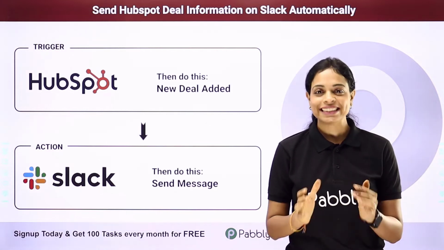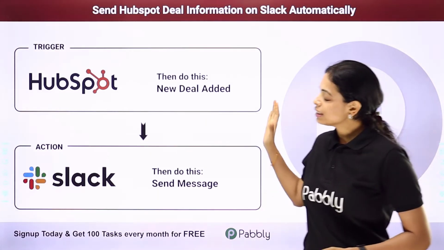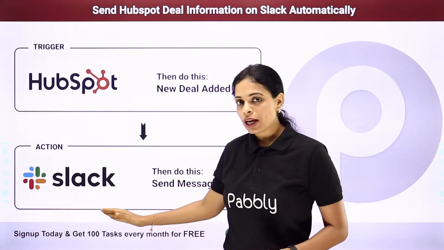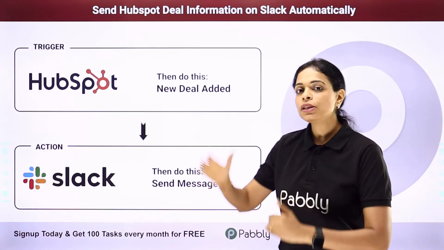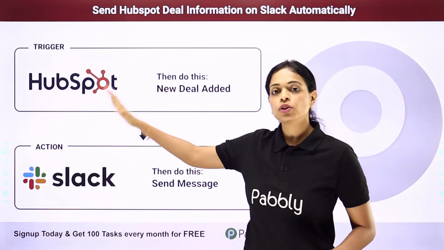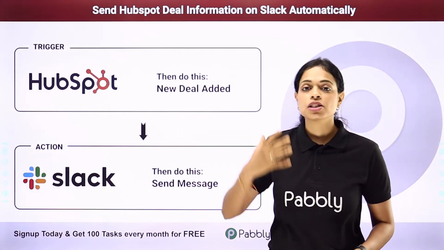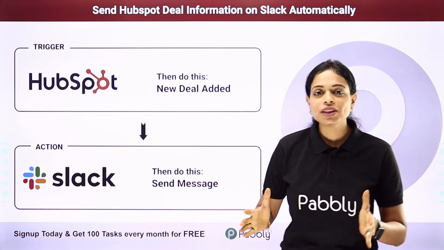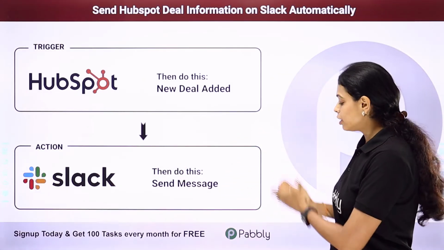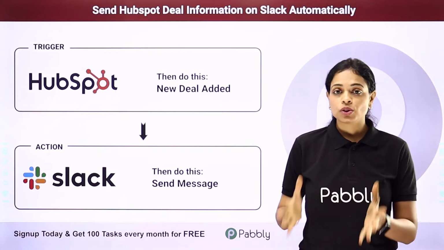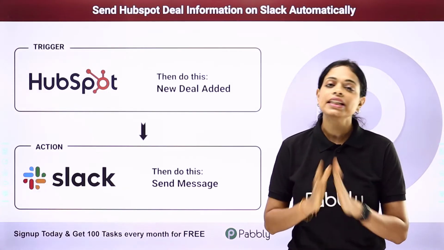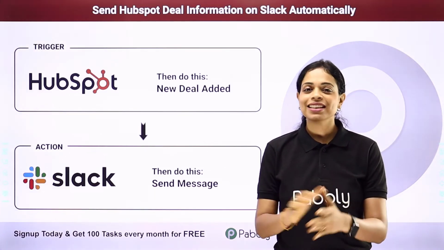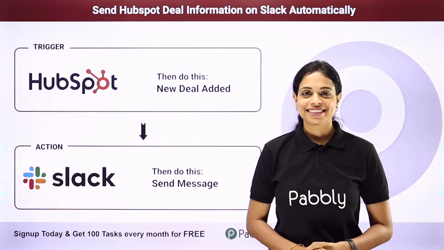Sounds interesting? Yes. So I'm saying that this entire process can get automated by integrating these two applications in such a way that every time a new deal is added on HubSpot, automatically an information message will be shared with your team on Slack. And how would you do that? With this amazing software Pabbly, which is an integration and automation software where you do not need any coding skills. You can actually do this yourself. How? For this, let me take you to my screen.